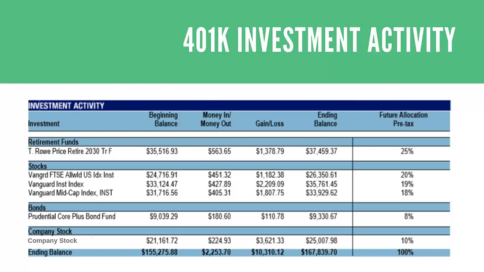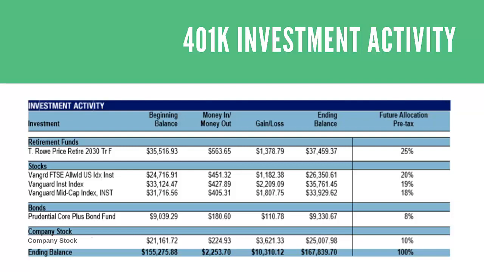Next, we will look at the 401k investment activity. In this section, it breaks down any activity for this period from your current holdings. Here you can see what you're invested in, what the balances are of each holding, and what percentage of your future allocations will be added to these holdings. For example, in the first column to the left, this 401k is currently holding a 2030 target date fund, 3 Vanguard stock funds, 1 bond fund, and some company stock.